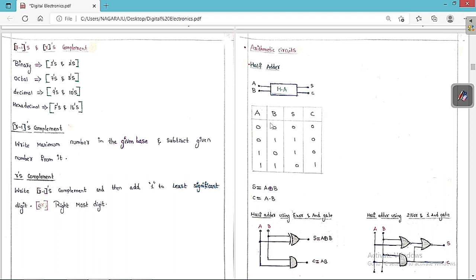Now we have to build the circuit. If you see clearly, for the sum S, whenever the inputs have an odd number of ones, the output is 1.